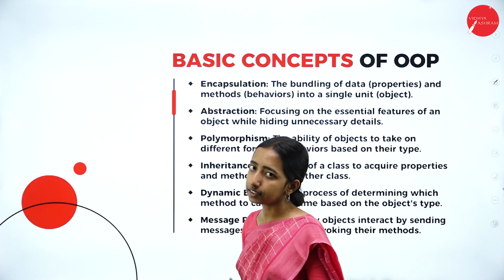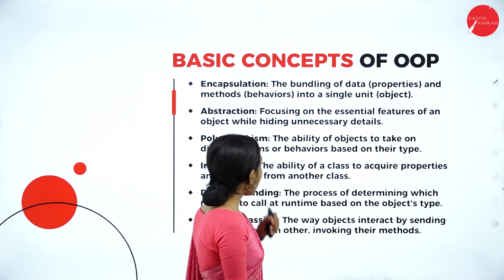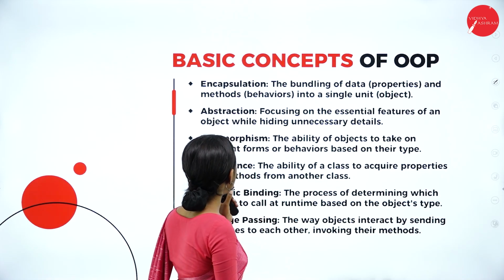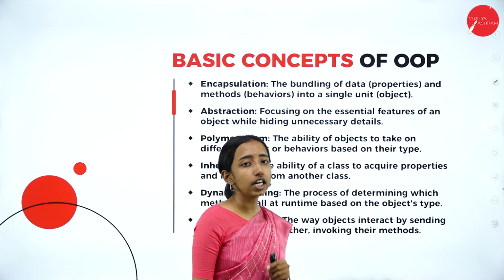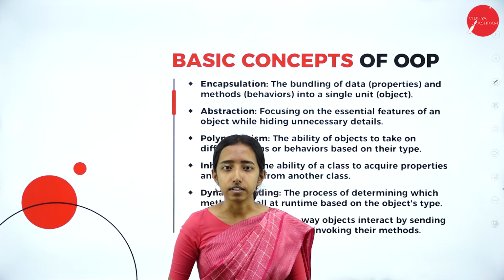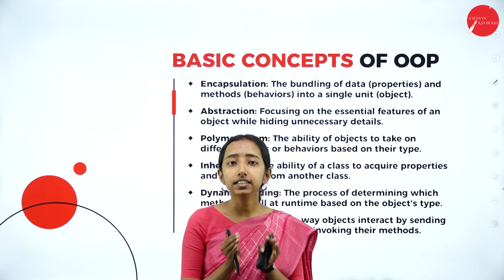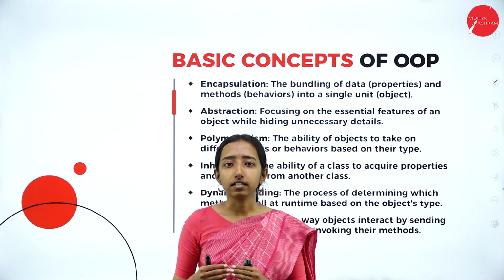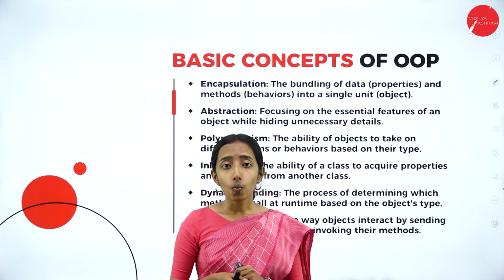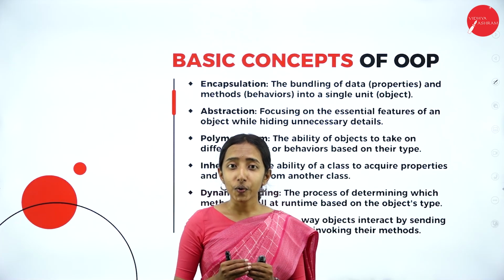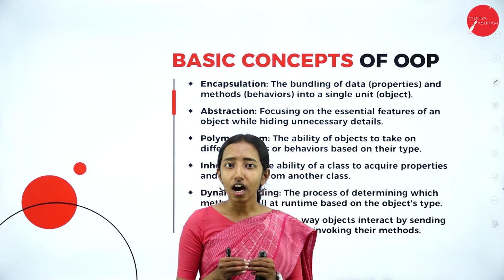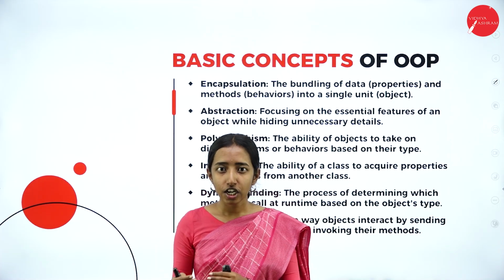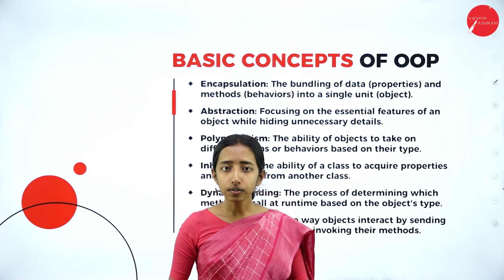Next, we have encapsulation. Encapsulation is the bundling of the data, that is the properties, and the methods, the behavior, into a single unit. Encapsulation means we are binding the data and the function into a single unit. Binding means wrapping. Why is this done? To make sure that the code and the functions are available within the class and cannot be accessed outside the class. So we use encapsulation.